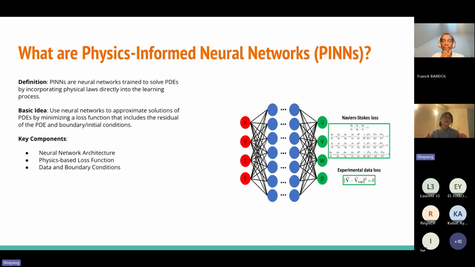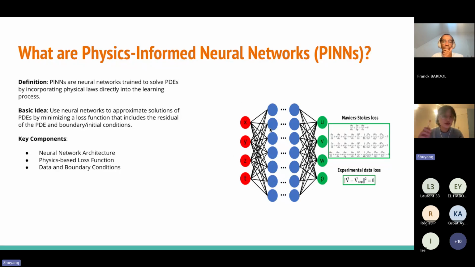So, serious definition. What are physics-informed neural networks? Or in short, PINNs. As the name suggests, PINNs are neural networks trained to solve partial differential equations by combining physics laws directly into the training process. So the basic idea is as suggested by this plot.